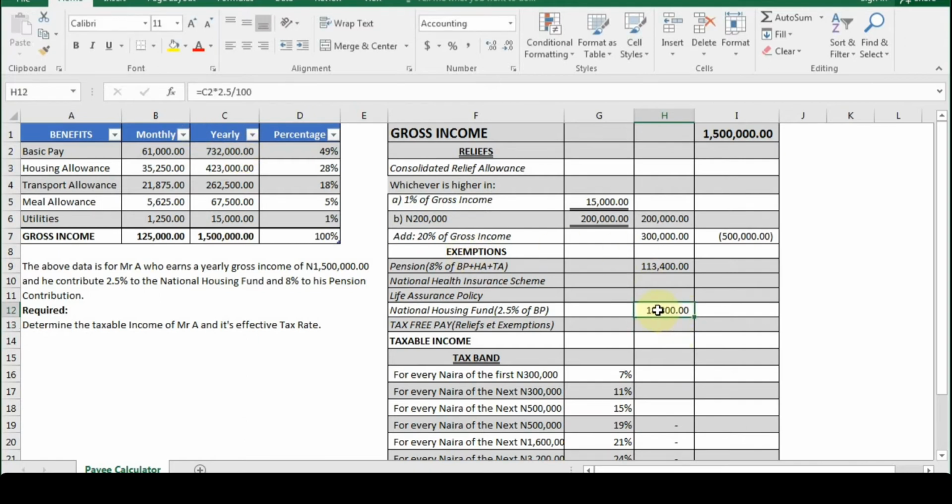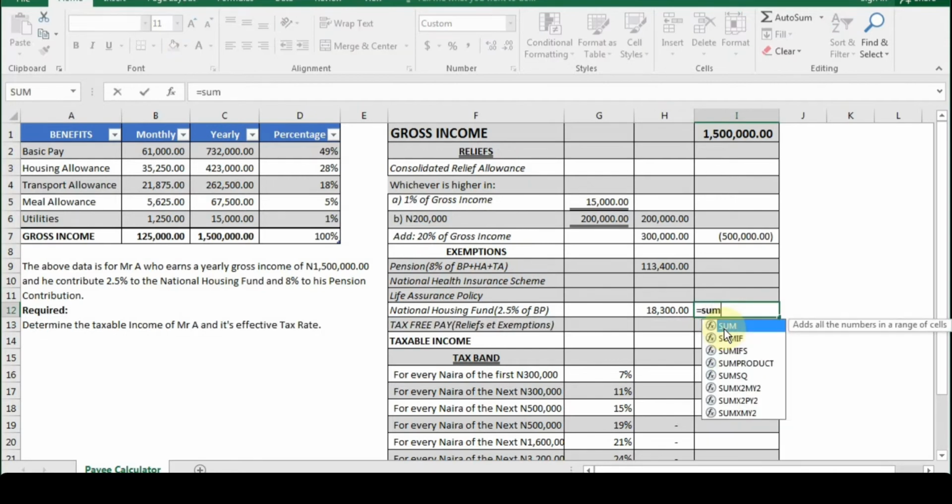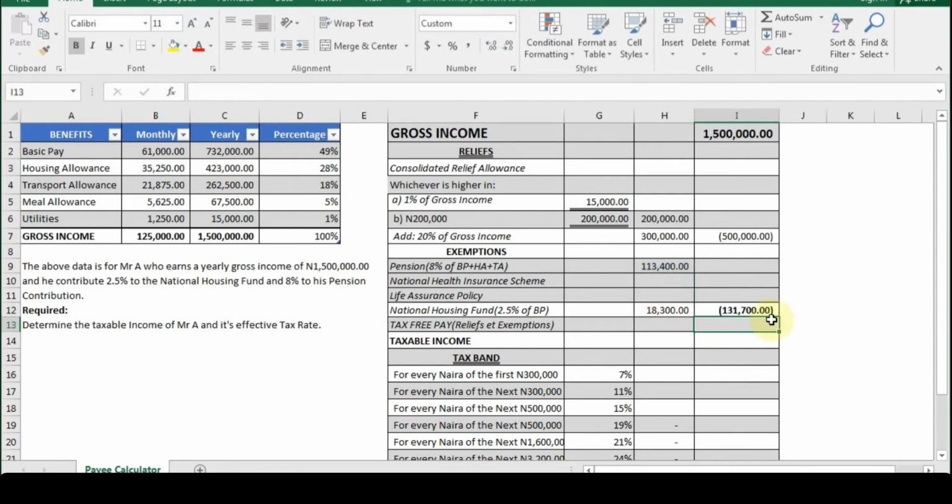So we are good. So what is the tax-free pay? Tax-free pay is the addition of your reliefs and exemptions. So let's add the exemptions together with SUM here. We can just pick all these we have here, and then add both of them together, equal to this plus this.